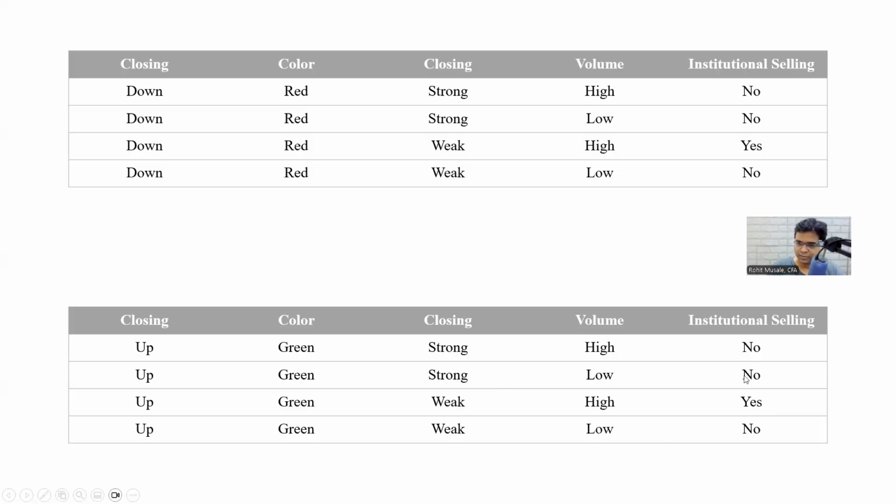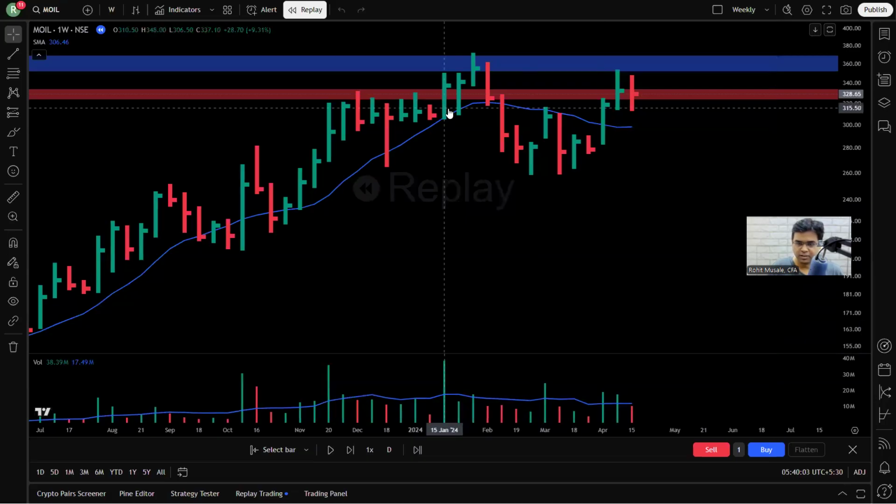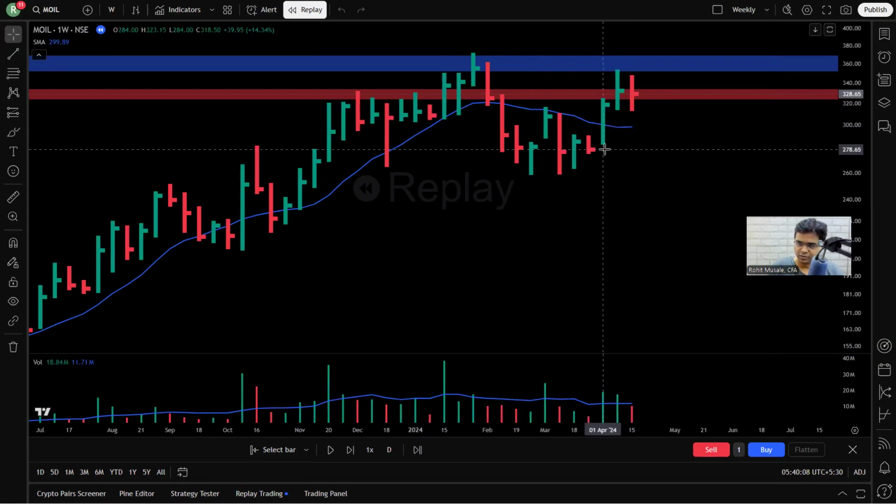Obviously, if the volume is low, that means institutions are not selling. If the closing is strong, that means strong on high volume. Obviously, institutions are not selling, they're buying. So if you look at this bar, for example, this bar, right? Or even this bar, where the stock closed above the 10-week simple moving average. Green bar means up closing.